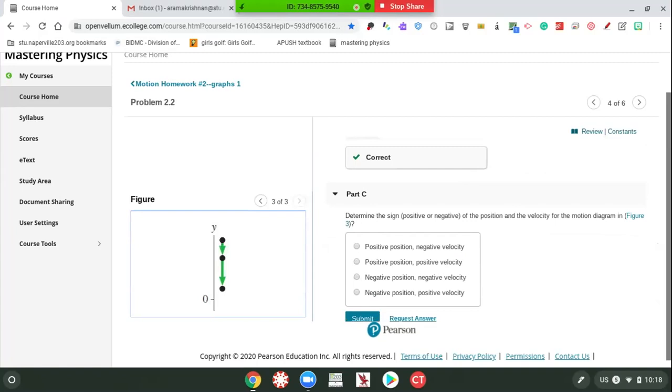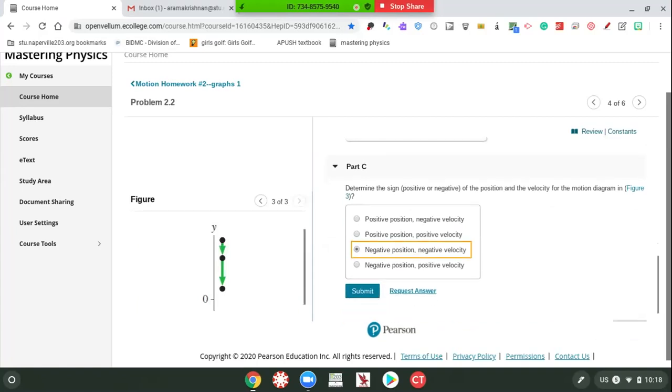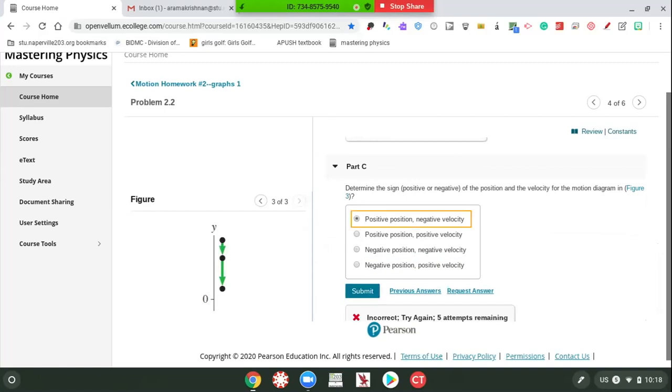It's the same, right? Oh, no, it's wrong. Hold on. Yeah, position is positive.